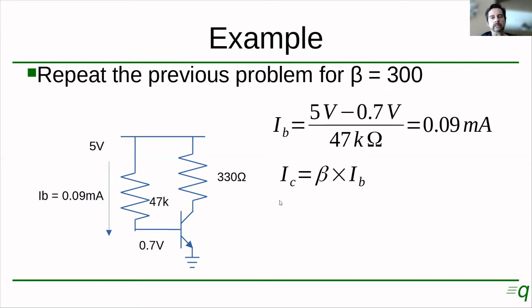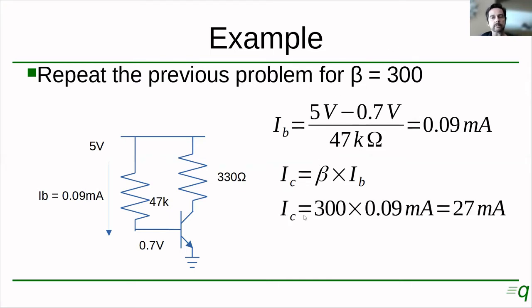Now, the collector current is still beta times the base current, but in the previous problem, beta was 100, and in this problem, we want beta to be 300. So the collector current now is going to be 300 times 0.09 milliamps, and that's going to end up being 27 milliamps, okay? So nothing changed in the circuit, but we put in a transistor with a higher beta, and that will produce a higher collector current.